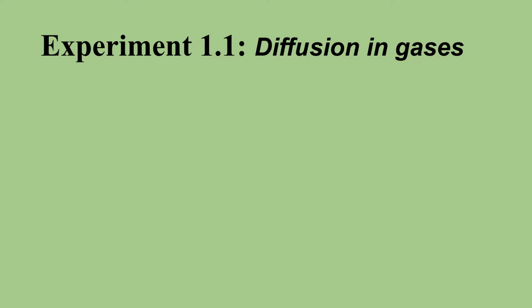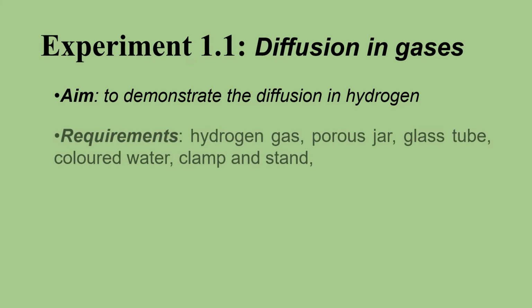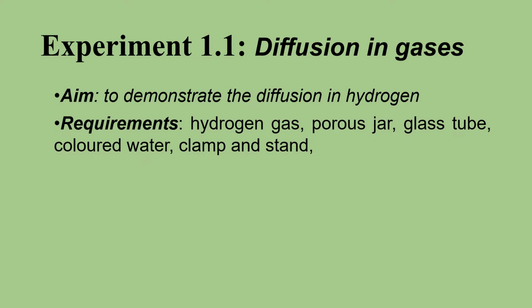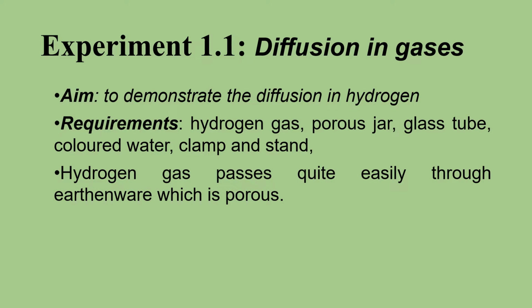Experiment 1.1, Diffusion in Gases. Aim: to demonstrate the diffusion of hydrogen. Requirements: hydrogen gas, porous jar, glass tube, colored water, clamp and stand. Hydrogen gas passes quite easily through earthenware, which is porous.